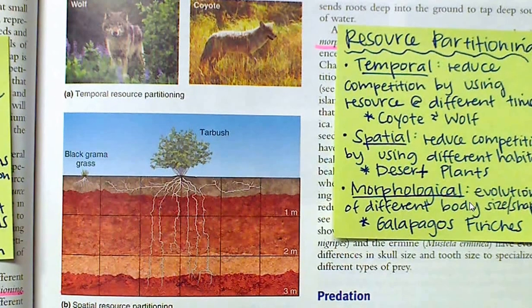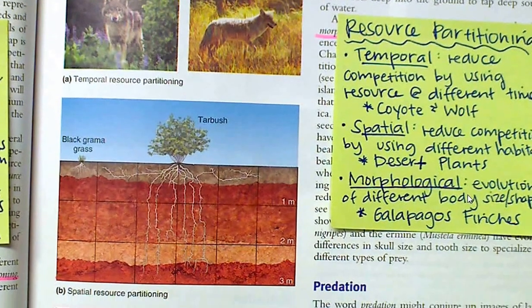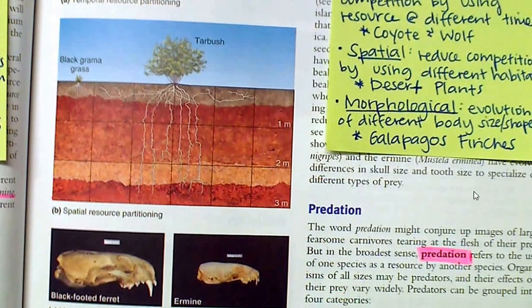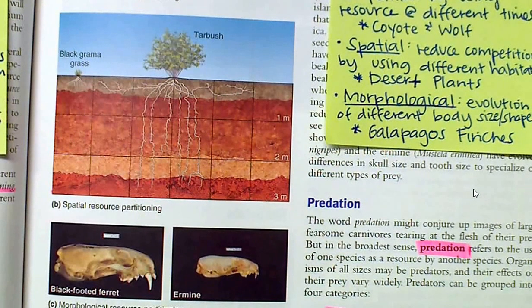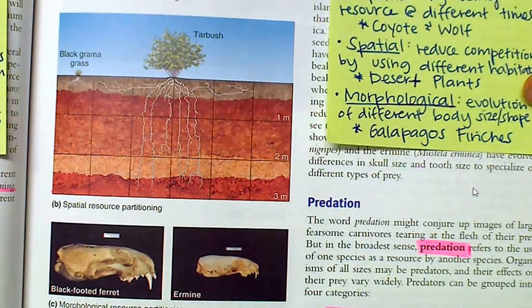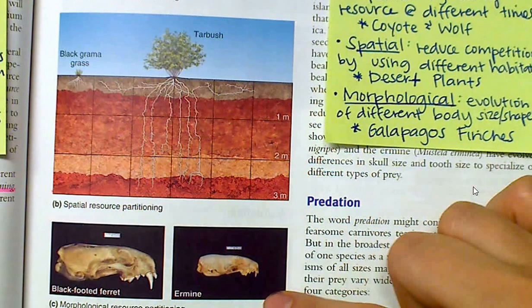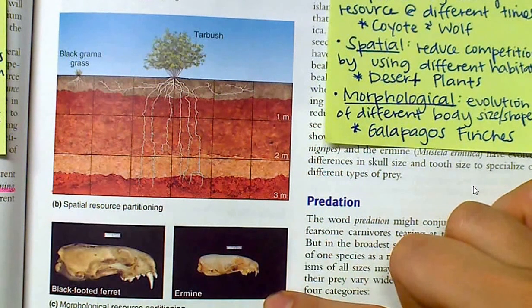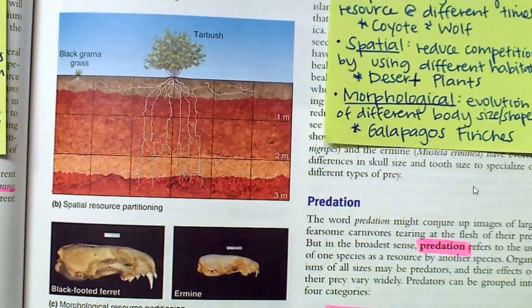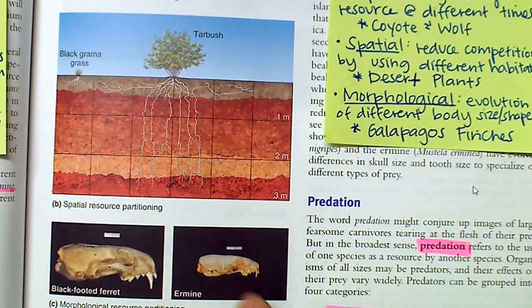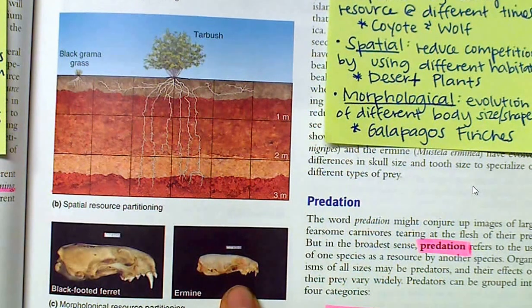Last but not least is going to be morphological resource partitioning, and that's the evolution of different body shapes and sizes. I wrote the example here as Galapagos finches. The example in the figure is a black-footed ferret and an ermine. It says species of predatory weasels exhibit morphological resource partitioning. Differences in skull and tooth sizes allow each species to specialize on different sizes of prey. So obviously the ermine is going to be preying upon much smaller species than the black-footed ferret.